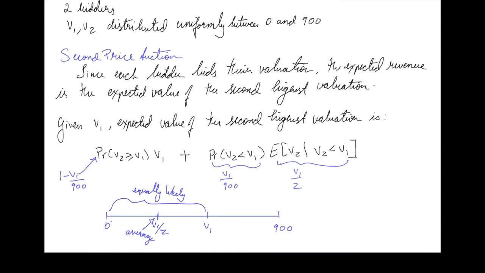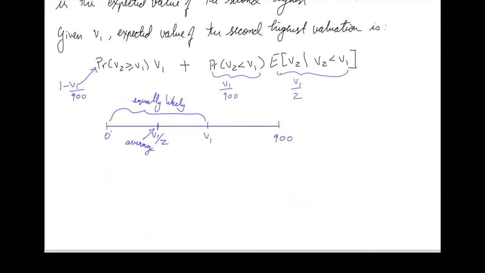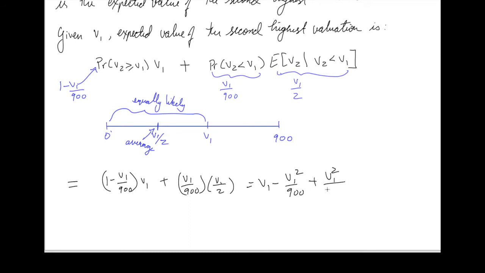So we can simplify this expression a little bit. So this whole thing is equal to 1 minus V1 over 900 times V1 plus V1 over 900 times V1 over 2, which is V1 minus V1 squared over 900 plus V1 squared over 1800, which is just V1 minus V1 squared over 1800. Okay, if we know what V1 is, then the expected value of the second highest valuation is going to be V1 minus V1 squared over 1800.